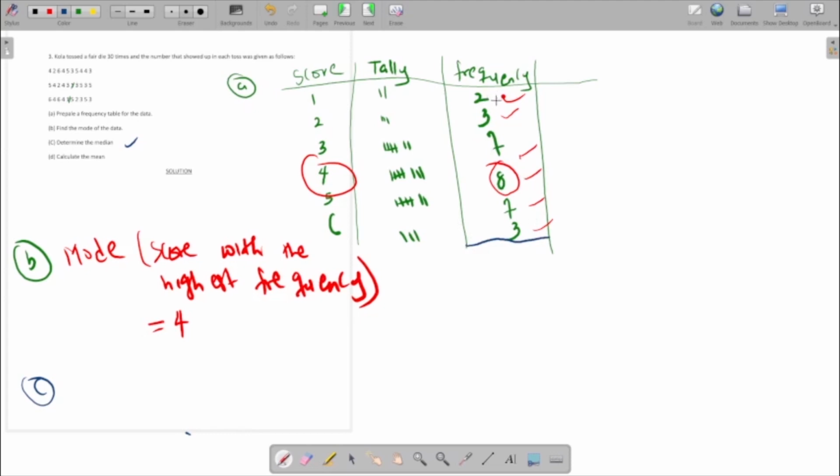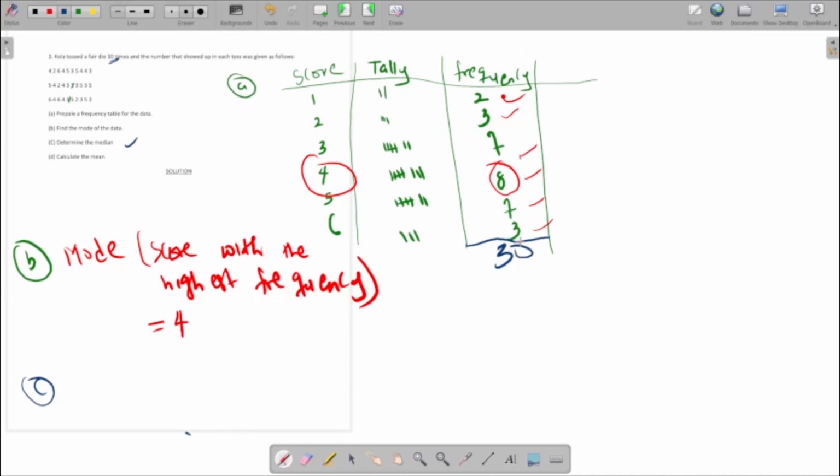We have 2 plus 3, we have 5. 5 plus 7, we have 12. 12 plus 8, we have 20. 20 plus 7, 27. 27 plus 3, we have 30. So you already have it here that the die was thrown 30 times. So the total number of frequency was 30. Now we're looking at 30, it is an even number.